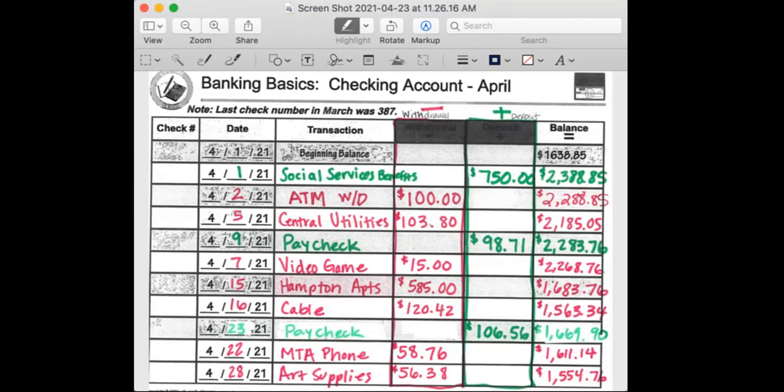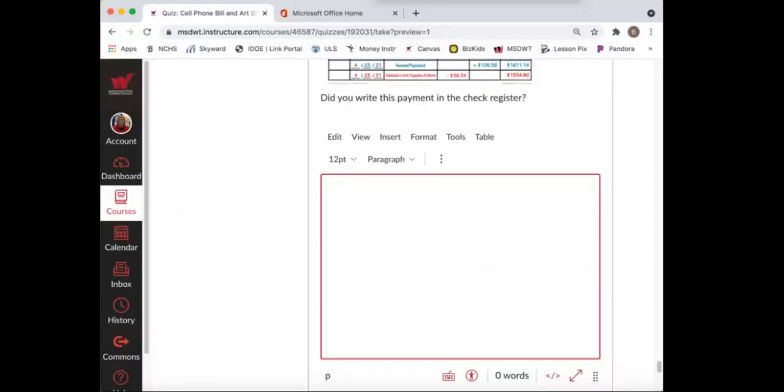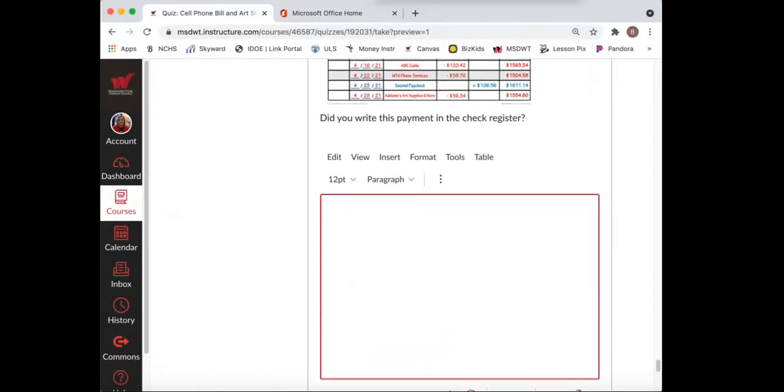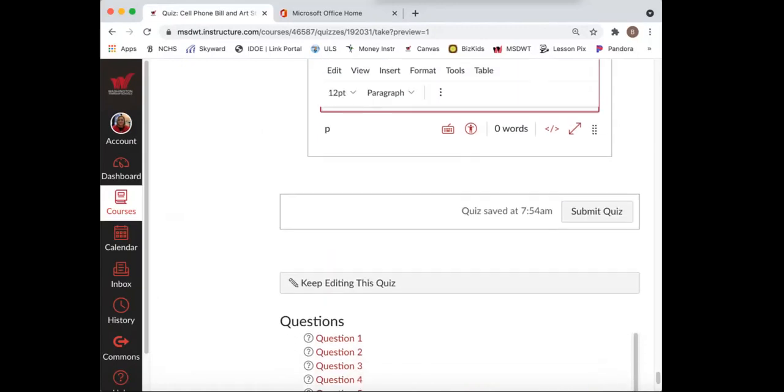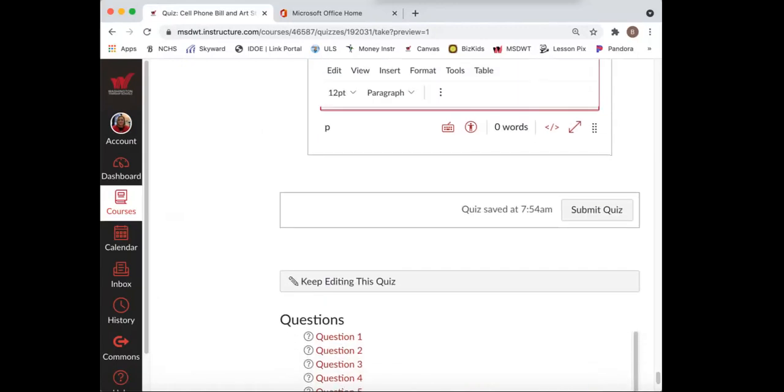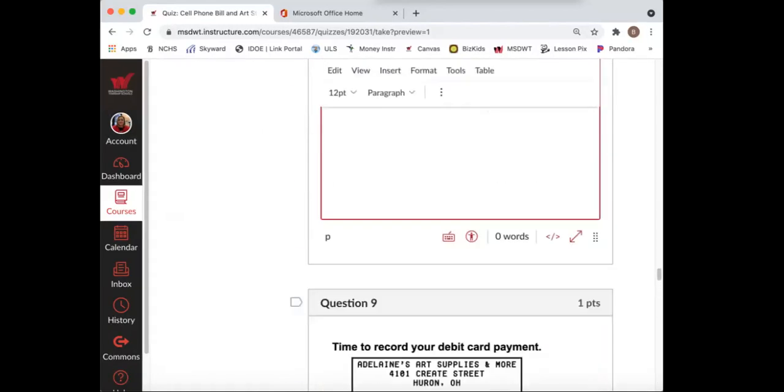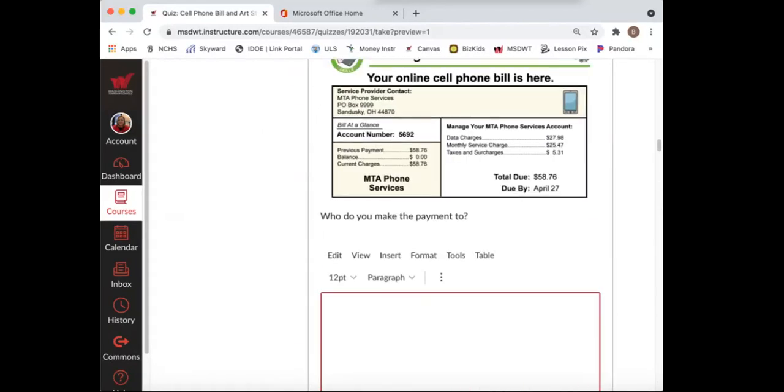So now that we've got our last transaction in for the month, we have all of our information here. So make sure you got that on the check register. And since that's the last question, it says, did you write this payment in the check register? Right, yes. And then don't forget to submit your quiz. Make sure that you've got all these answered and you didn't leave anything blank, okay?